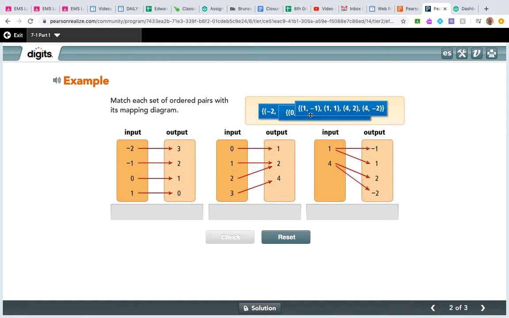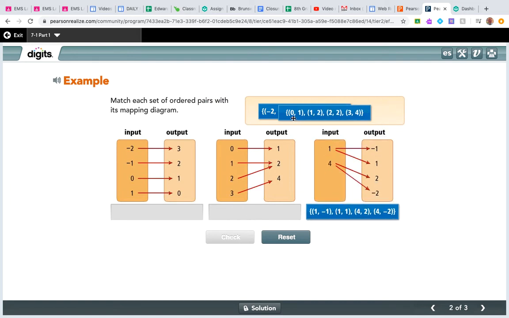Well, here's the first set of ordered pairs. 1 has to be going to -1. Well, let's see. 1 is going to 0 in this one. Well, that's not it. 1 is going to 2. Nope, that's not it. 1 is going to -1. That's a possibility. 1 is also going to 1. See how 1 is going to 1? Yep, it must be this one.